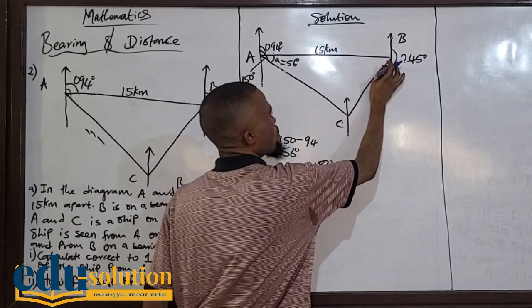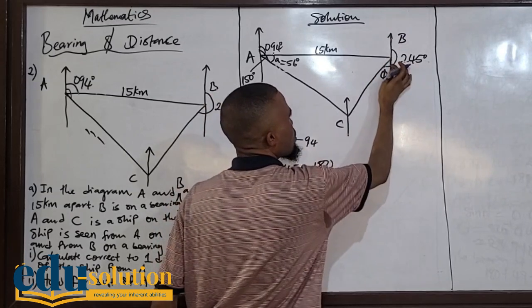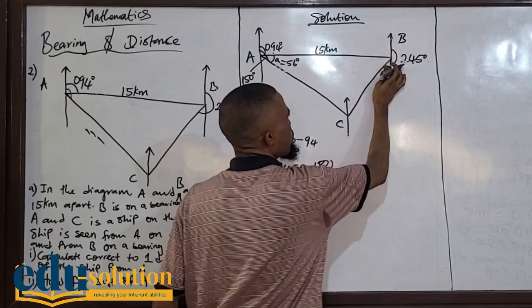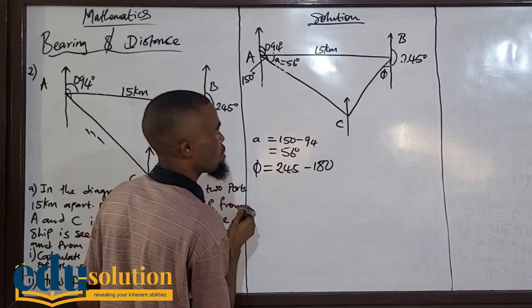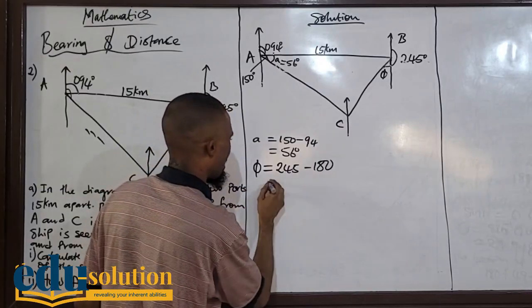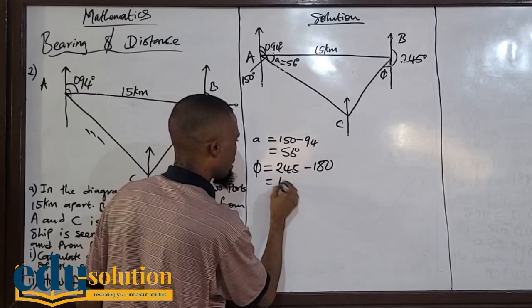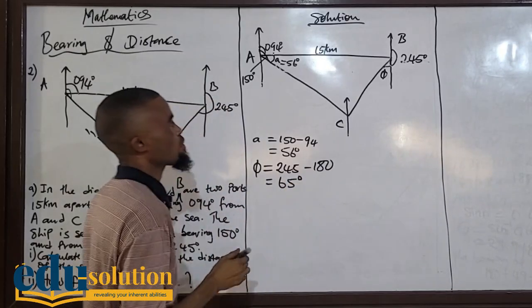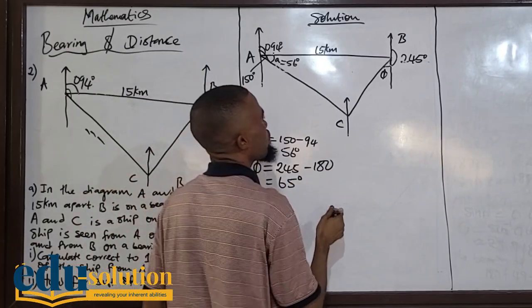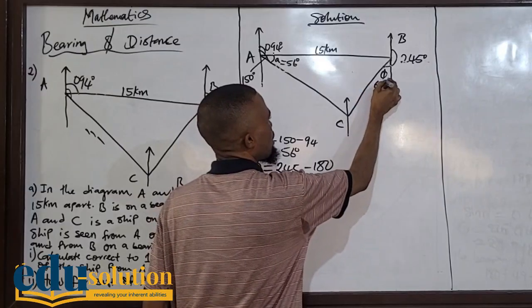Here to here is 245. This is a straight line. Angle on a straight line is 180. So 245 minus 180. We are having 65 degrees. Okay, that's very correct. So we are having 65 degrees. So that's what is in this place.